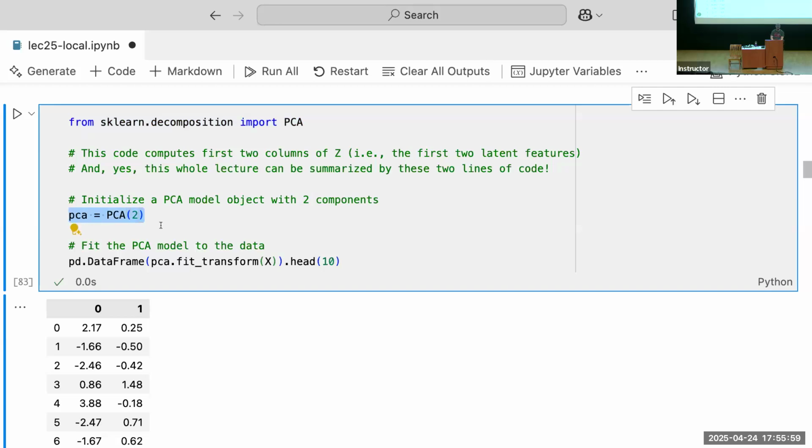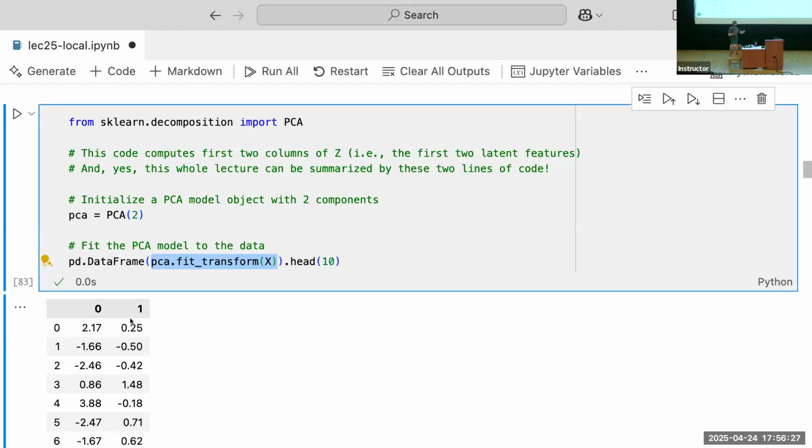Just like before, we're going to initialize a PCA model. Just like we initialized a linear regression model or a logistic regression model, we're going to initialize a PCA model, and we're going to say I want 2 principal components. And then all I do is fit that model. I fit that model directly to X, and notice we get exactly the same latent features that we had earlier from doing a bunch of linear algebra. So this is doing the same thing under the hood.